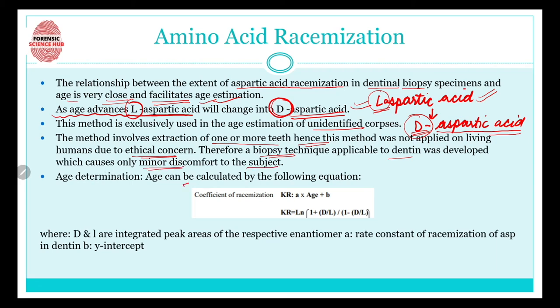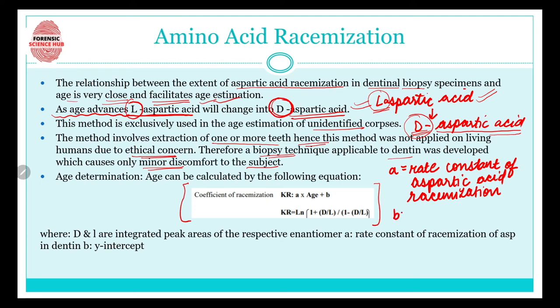This is the formula that is used to determine the coefficient of racemization, in which A is the rate constant of aspartic acid racemization, whereas B equals the y-intercept. And D and L are integrated peak areas of the respective enantiomers. A is the rate constant of racemization of aspartic acid in dentine, and B is the y-intercept.